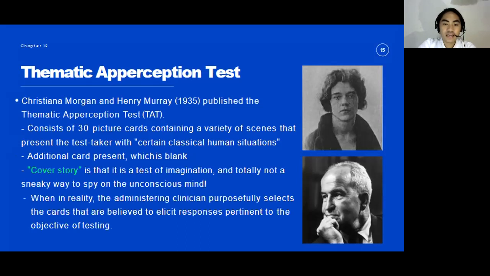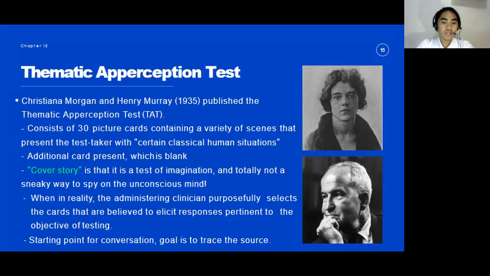When in reality, the administering clinician purposefully selects the cards that are believed to elicit responses pertinent to the objective of testing. So, for example, if the therapist wants to know if you're depressed, they will show you a sad one. If the therapist wants to know if you're anxious, they will show you one that's going to provoke anxiety, even though you might not have let on to depression or anxiety. But if the therapists have suspicions, then there are cards that they will show.